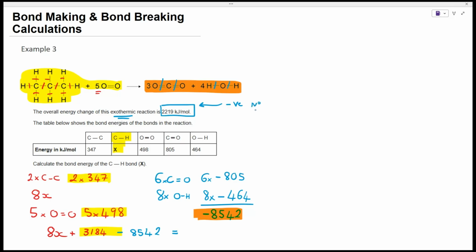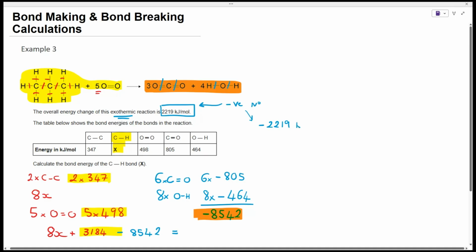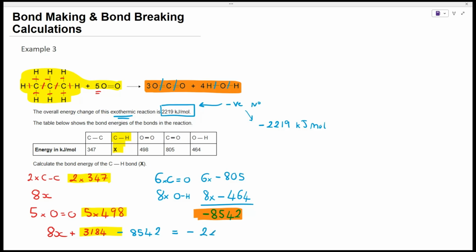So they're being quite sneaky here. They're expecting the candidates to know that that means the answer is minus 2219 kilojoules per mole. Okay, so down here my final answer is minus 2219 kilojoules per mole. So what we've got to do now is work out the value of x by rearranging the equation.